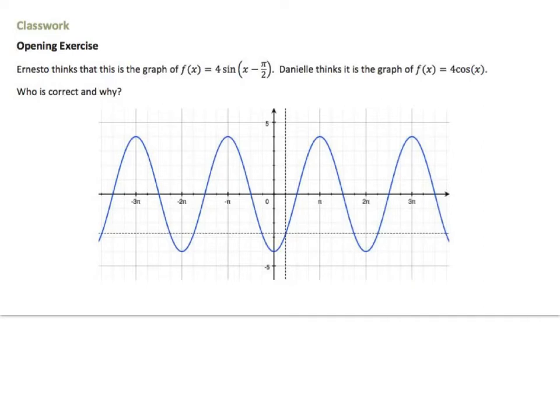It looks like our amplitude is 4, which makes sense because we are at a maximum of 4 and a minimum of negative 4. The sine always starts here, but if we're at x minus pi over 2, that means that we translated in that direction pi over 2, which you see right here by starting there instead of there.